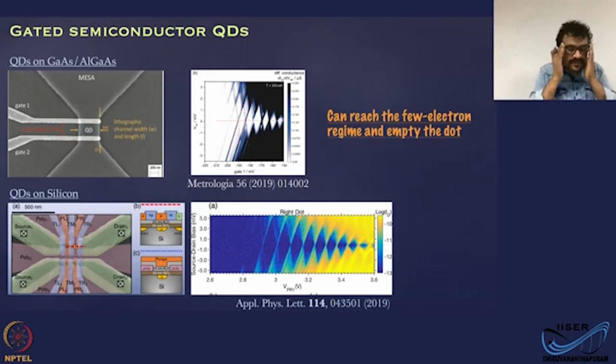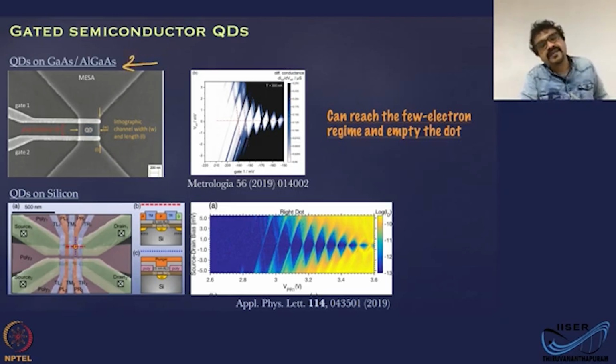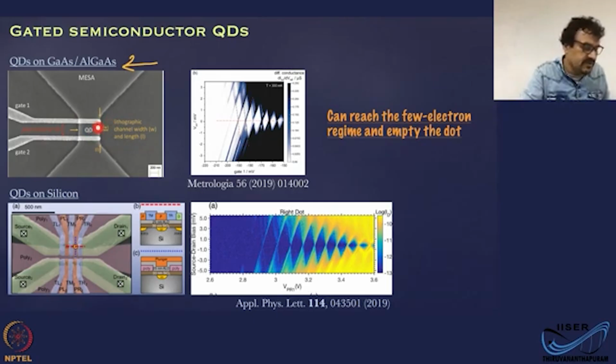So the metallic quantum dots are actually small islands. Semiconductor quantum dots in general are defined by gating techniques. Gating techniques we have discussed in one of the initial lectures, where you have a two-dimensional electron system such as gallium arsenide, aluminum gallium arsenide, and you put gates on the surface and apply negative voltage and confine the electrons.